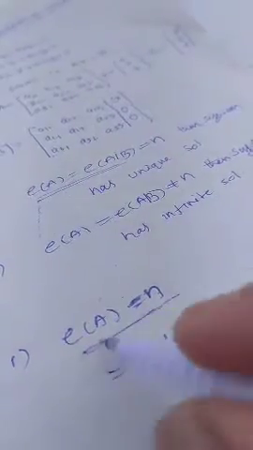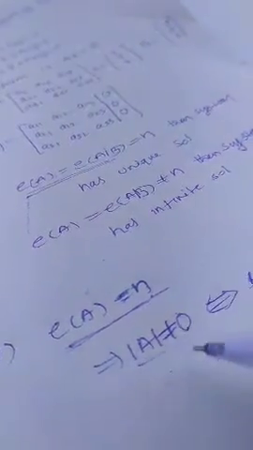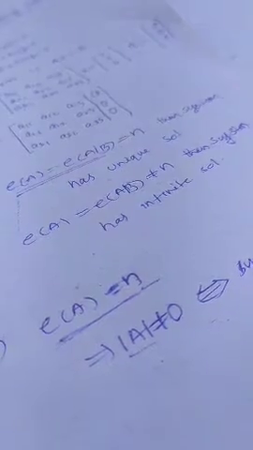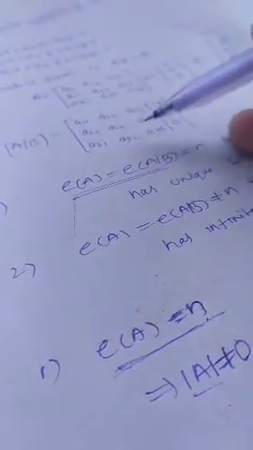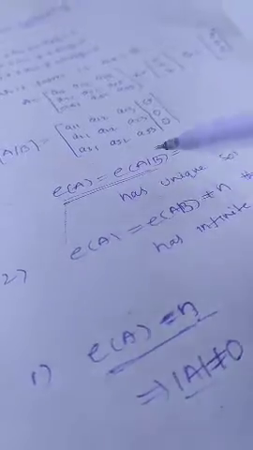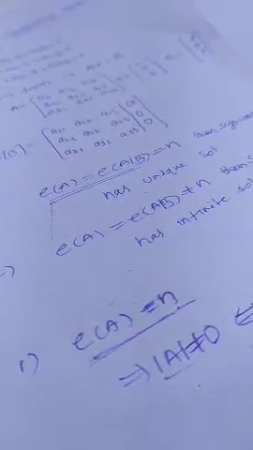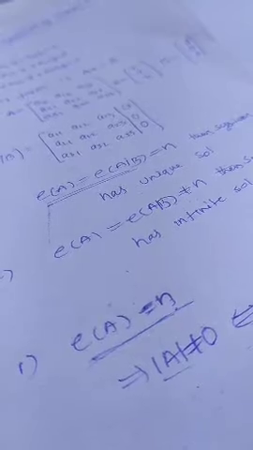You can show rank of A equal to n, or you can use the determinant. This is another way. If you find det A is not equal to 0, then you can directly write that the system has a unique solution. Or you can convert the augmented matrix into row echelon form, find the rank, and check that rank of A is equal to the number of unknowns; then we can write that the system has a unique solution. This unique solution is called the trivial solution.